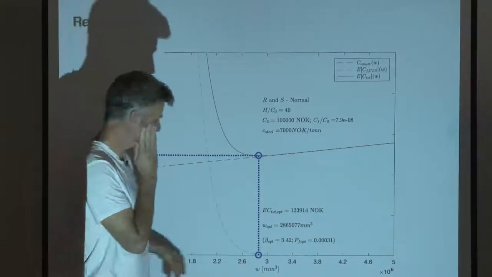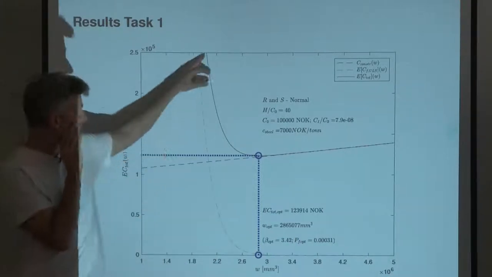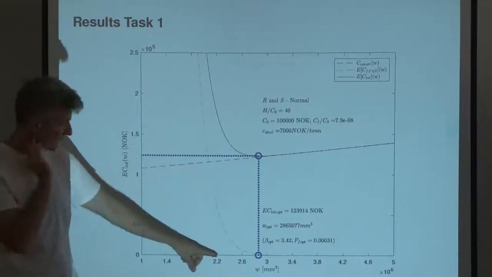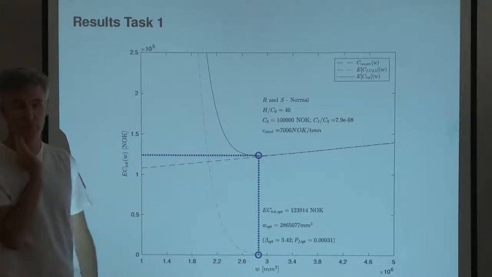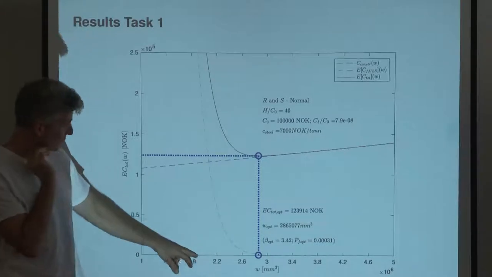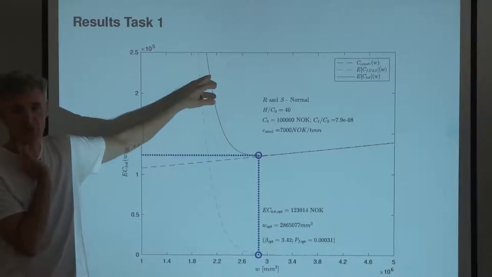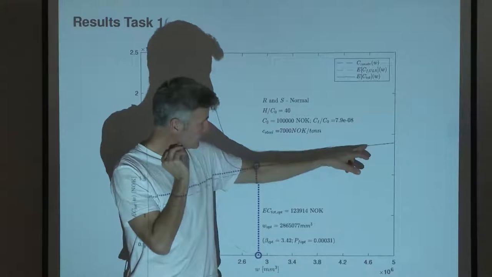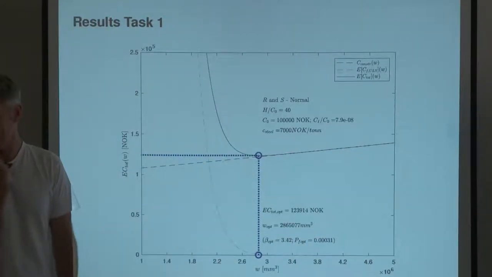So here we have the decision variable. And the red line, that's the expected cost that is matching to this choice of the section modulus. You see, if we choose a section modulus in this domain, then the expected cost is high. If we choose one in this domain, the costs are also high.